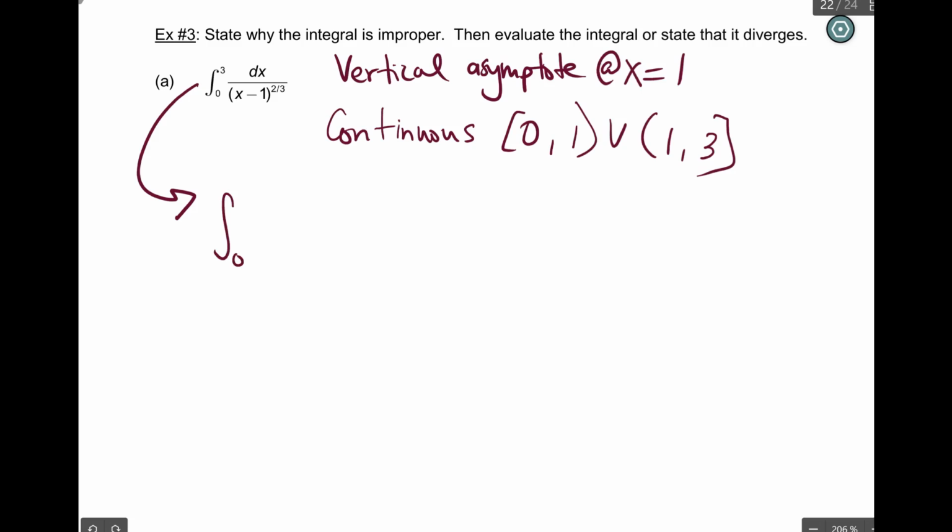Alright, so the integral from 0 to 1 of dx over (x minus 1) to the 2/3, plus the integral from 1 to 3 of dx over (x minus 1) to the 2/3.